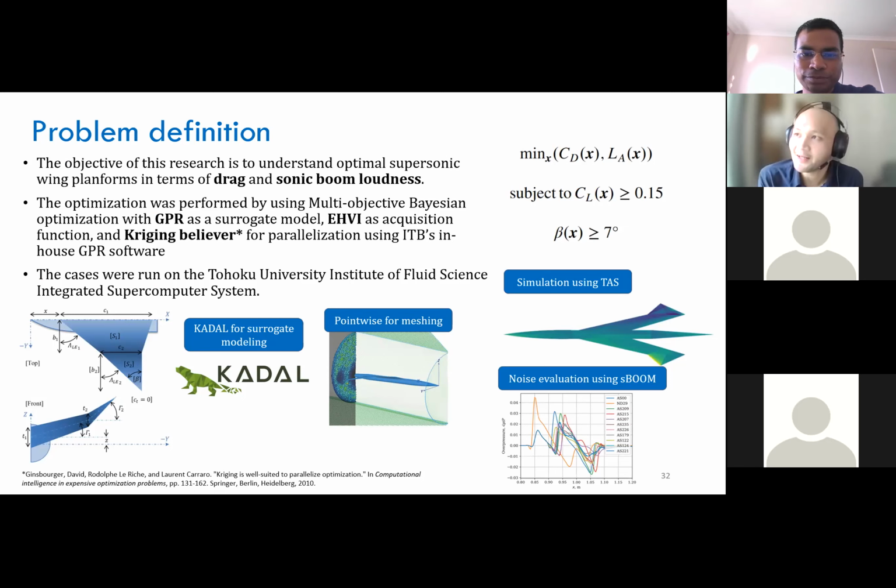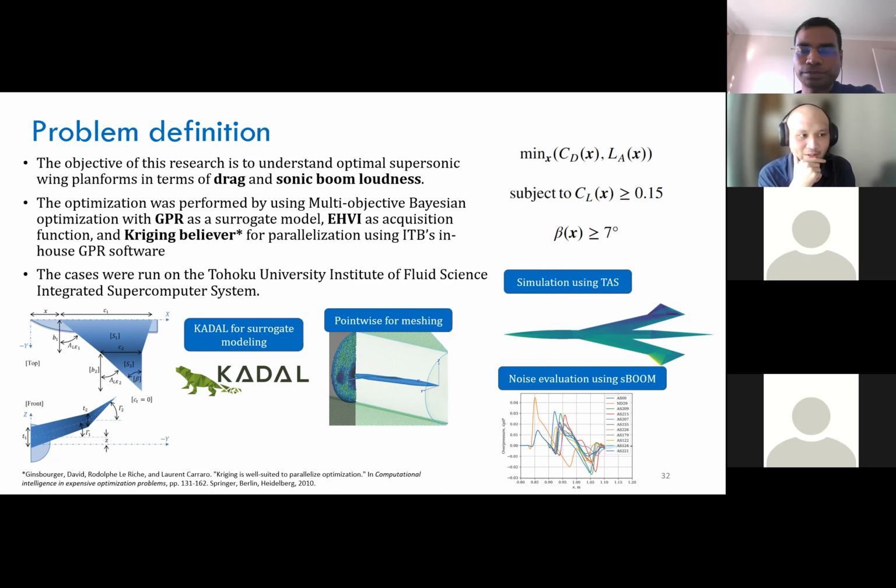Okay, so in this study, we didn't try any other parallelization method. Kriging believer came to our mind because it's simple, and based on some previous studies, Kriging believer performed quite well. It's also easy to implement in our Gaussian process regression surrogate model. So it's a nice heuristic and it worked, so we used that.